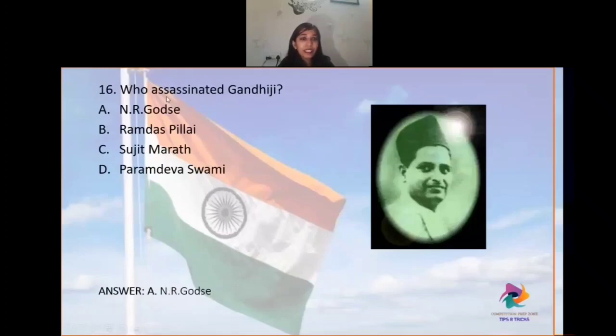Who assassinated Gandhiji? A option N.R. Godse, B Ramdas Pillai, C Sujit Marat, D Paramdev Swami. The answer is N.R. Godse. So you need to remember this about the assassination of Gandhiji.